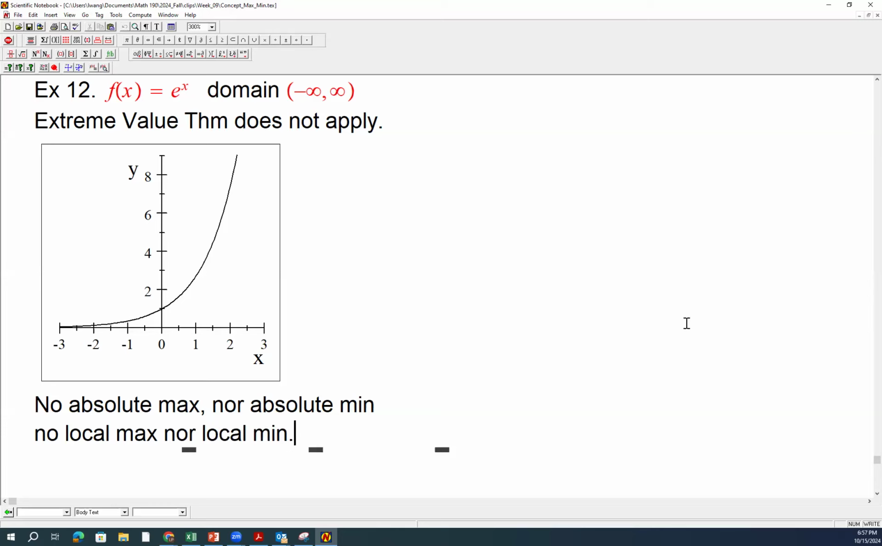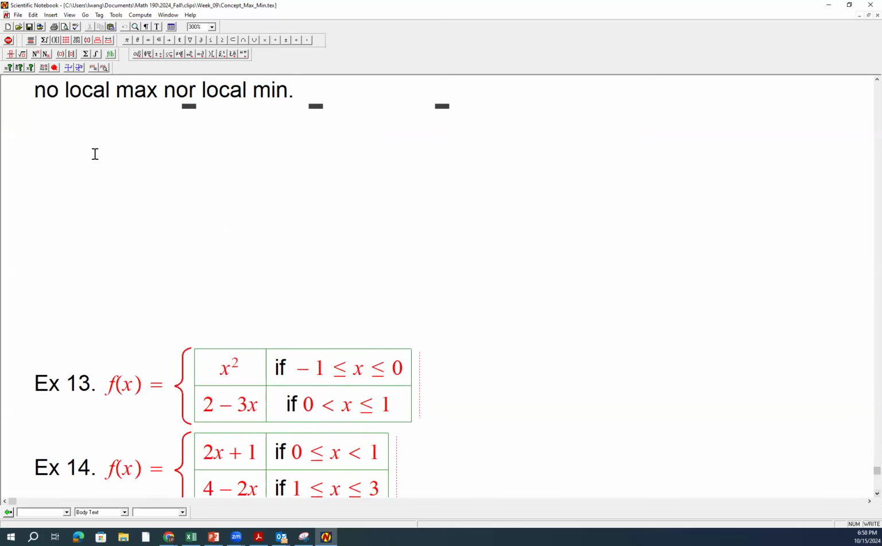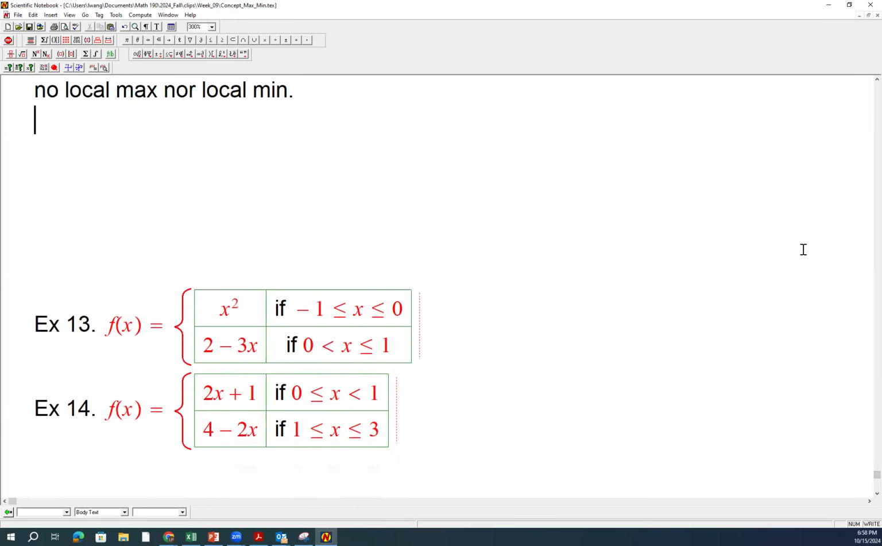Yes. You can see we have a couple examples here, right? Where extreme value theorem does not apply, sometimes we don't have anything. We have no extreme values. So last two.